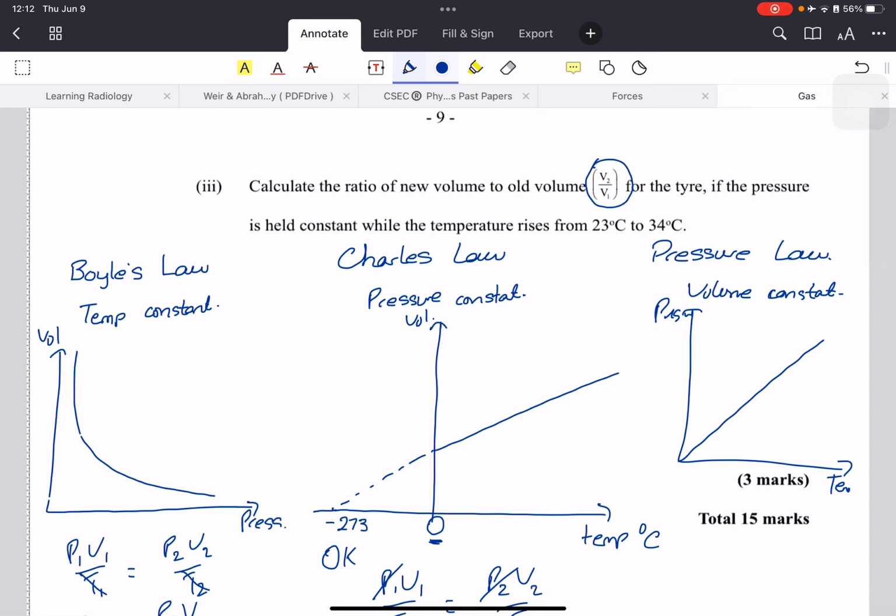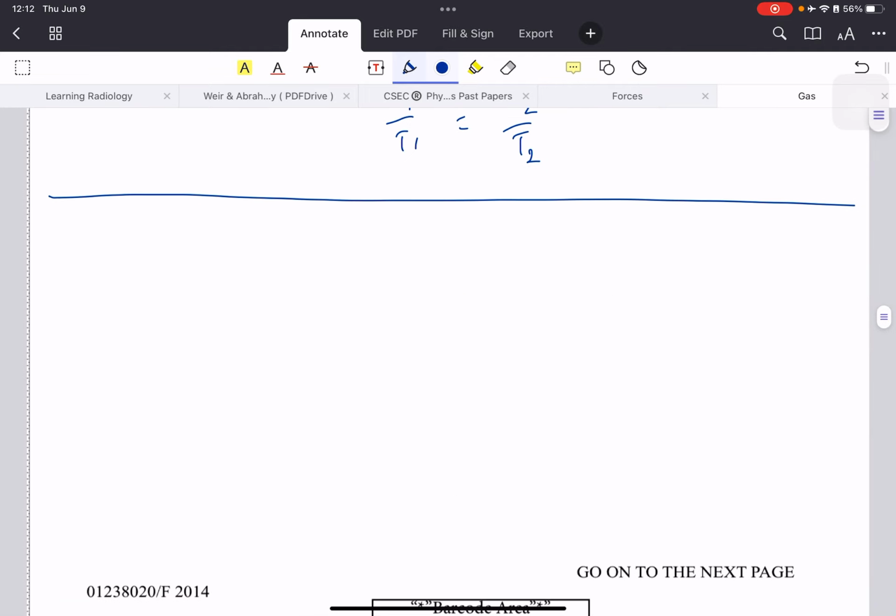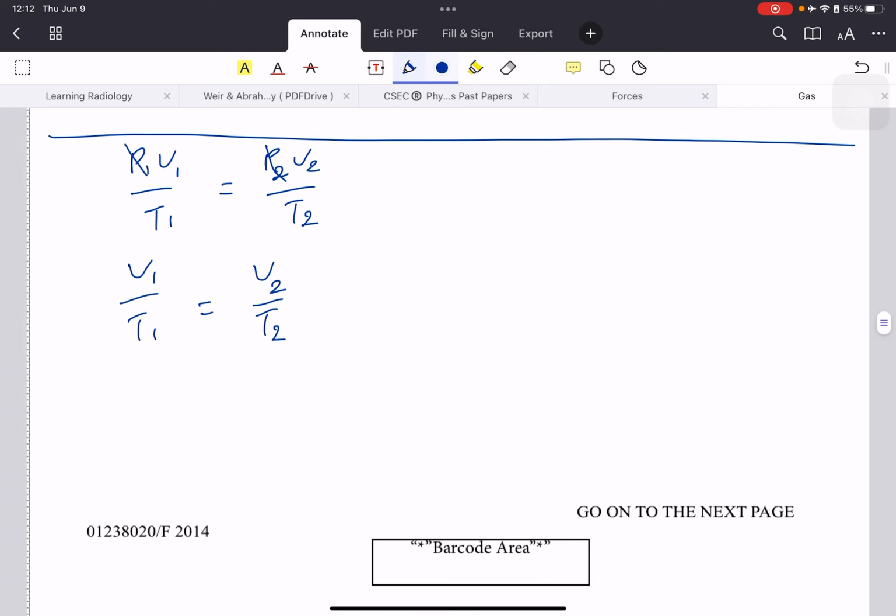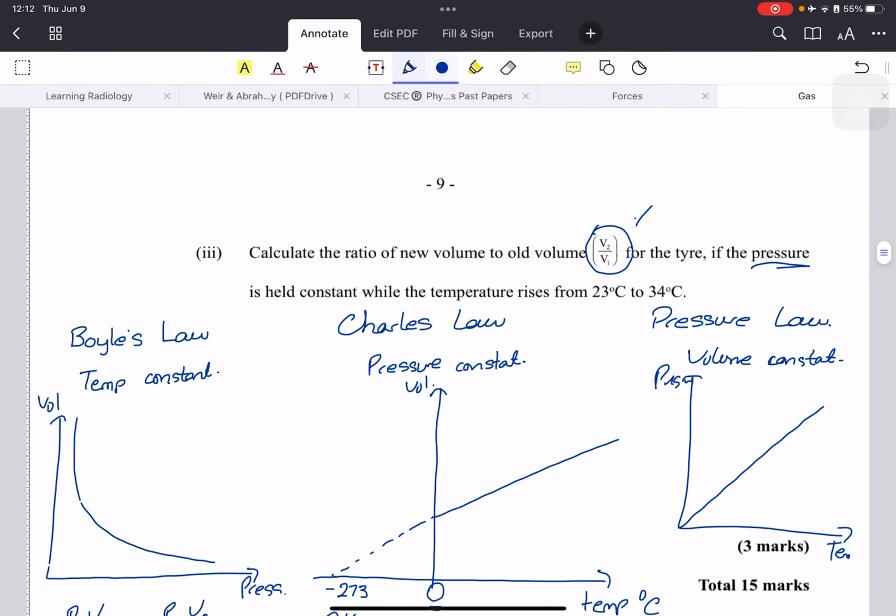Okay, so in this one, the pressure is constant, right? So let's again bring out our combined gas equation. If the pressure is constant, we get rid of the pressure. Bam. Now we are left with V1 on T1 is equal to V2 on T2. What do they want us to find? They want us to find V2 on V1. Isn't that what they want us to find?